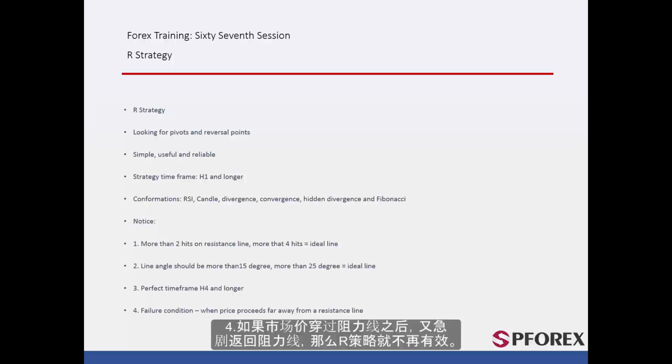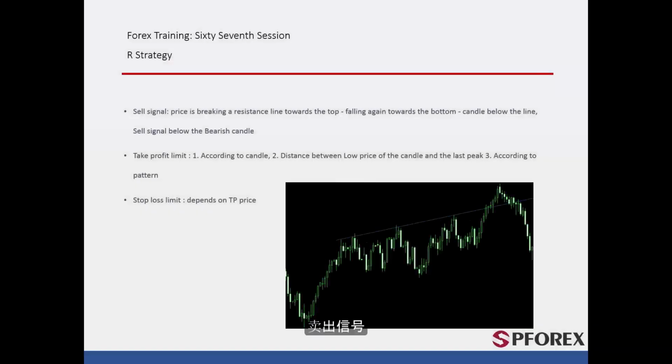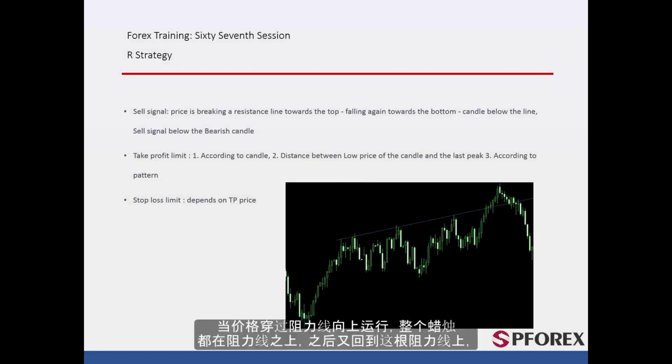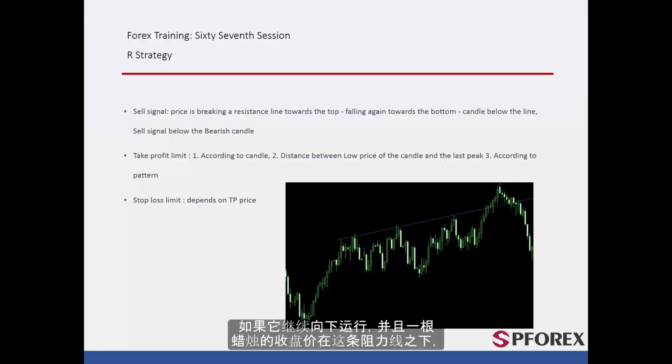If the market price returns towards the resistance line considerably after it has crossed a given resistance line, then the R strategy would become ineffective. Sell signal. When a price crosses the resistance line towards the top, with complete candles over the resistance line, and then returns to the resistance line, if price passes the resistance line towards the bottom and the close price of a candle forms under this line, then a sell signal would be generated after price goes lower than the low price of that candle. 3 take profit prices can be derived as follows.